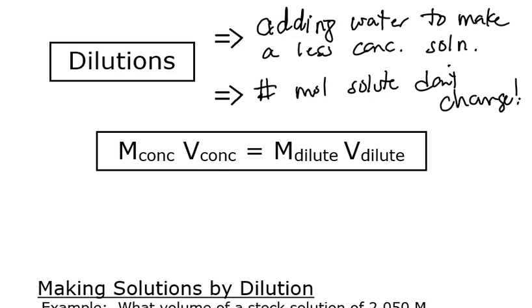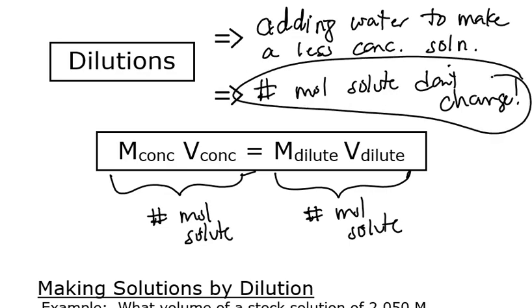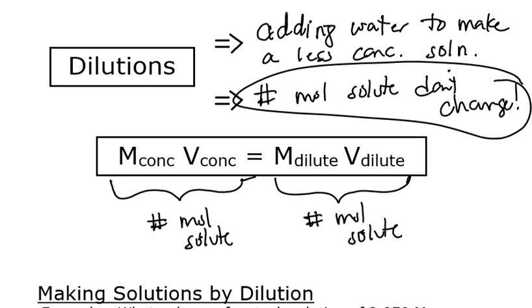All right, so because of that, we have this dilution equation, which is in the box, which shows that the molarity times the volume for the concentrated solution is equal to the molarity times the volume for the dilute solution. And you may remember that molarity times volume is equal to moles. So molarity times volume equals the number of moles of solute when it's concentrated, and molarity times volume in the dilute solution equals the number of moles of solute in the dilute solution. But again, the number of moles don't change, which is why they are equal to each other. All right, so we'll use this to do some calculations.